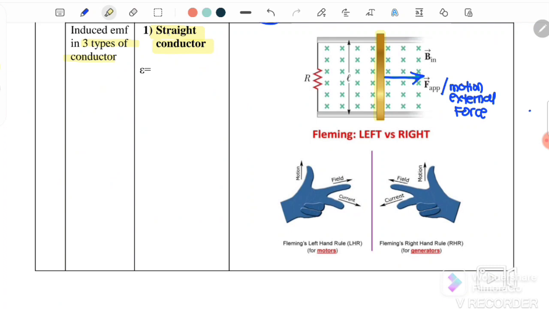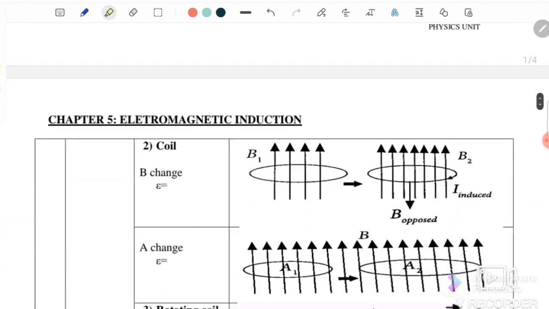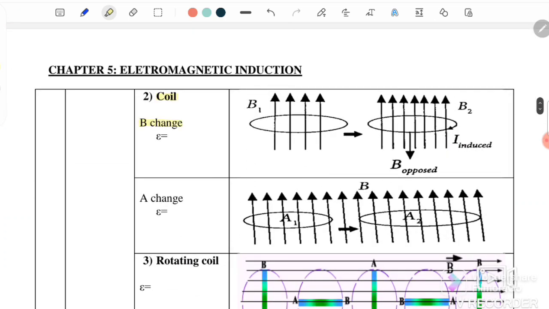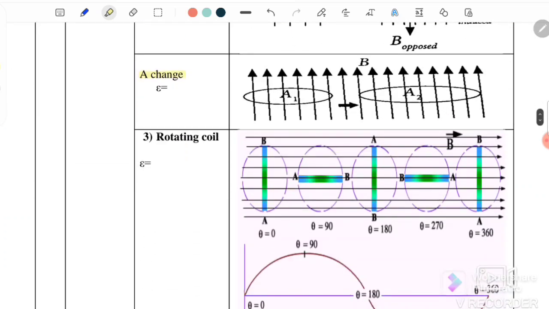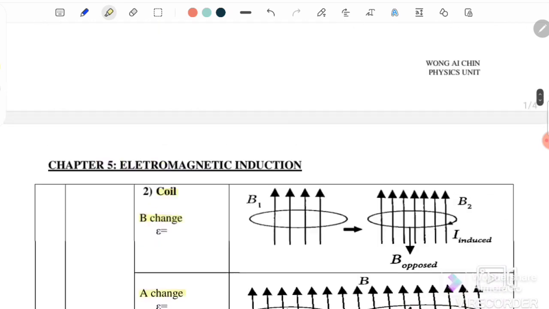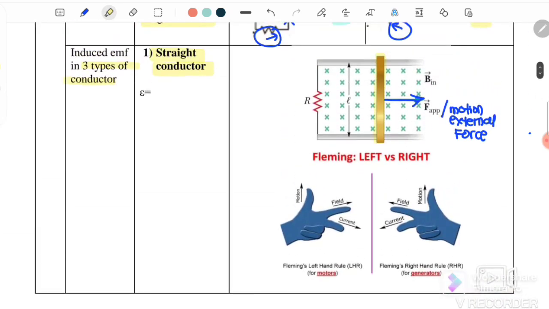So this is Faraday's law and Lenz's law. There are 3 types of induced EMF. The first one is a straight conductor. The second one is a coil where B is changing or A is changing. And the third one is a rotating coil. Let us start with the first one, a straight conductor.